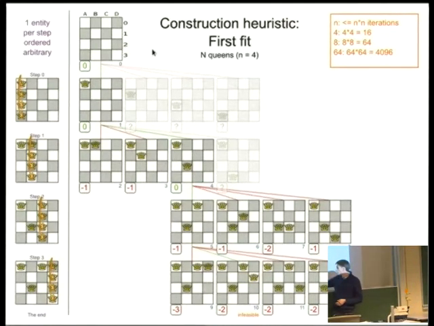This is what you get. Of course, this one isn't feasible. It has a score of -2. But it does give you an answer in reasonable time. You don't have to wait 10 to the power of 180 years, which is nice.